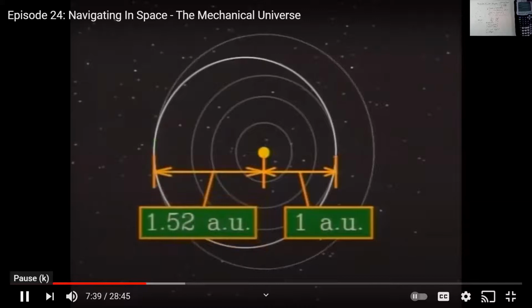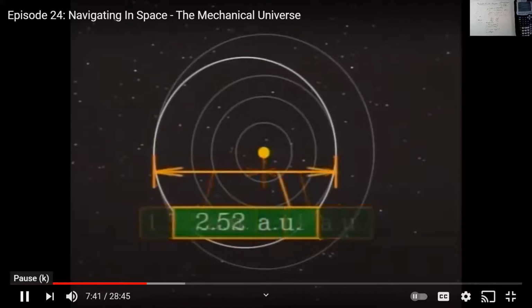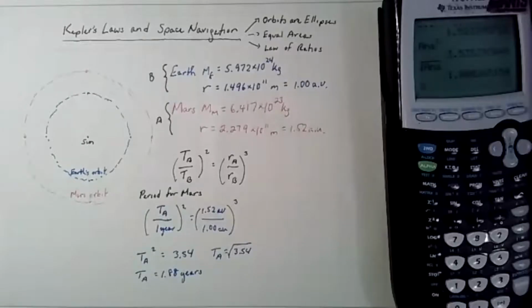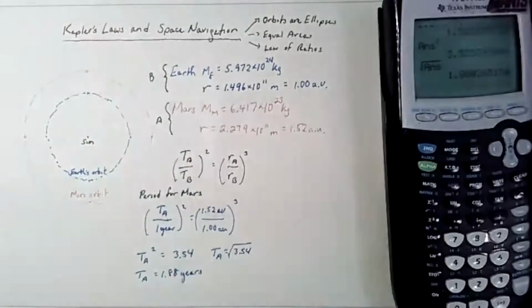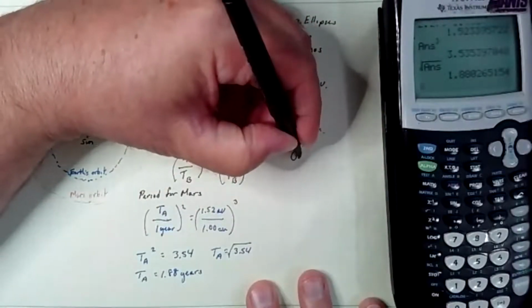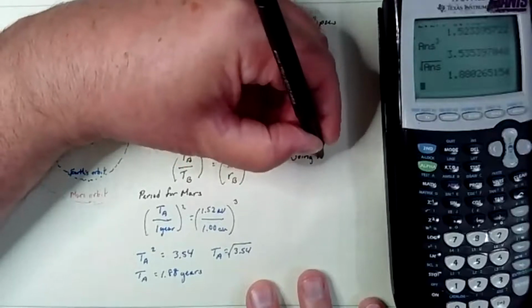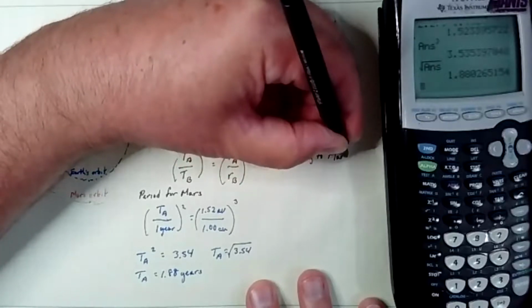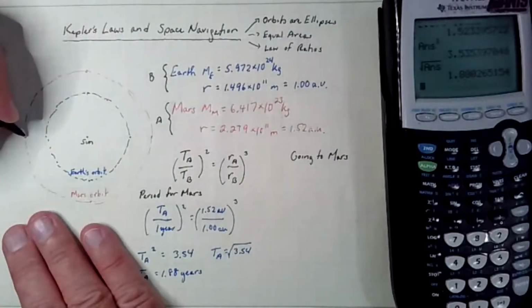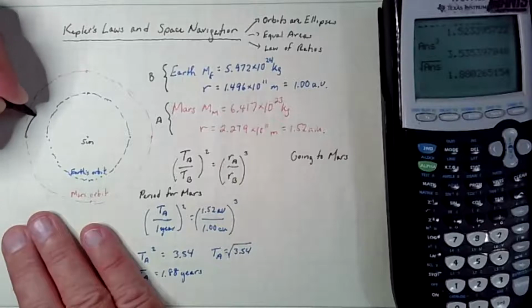So yeah, I'm just going to stop that and we'll stop sharing. Great. So that's the period for Mars. And now let's take a look at going to Mars. So in going to Mars, we're going to take an elliptical path, and let's see if I can sketch this out.